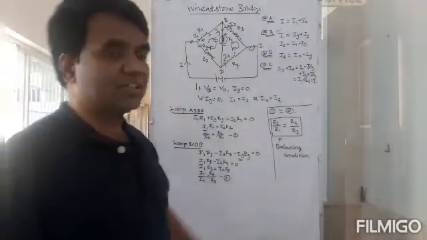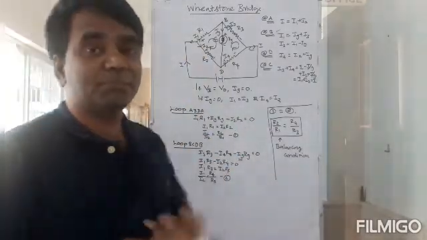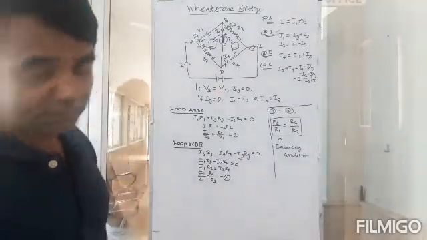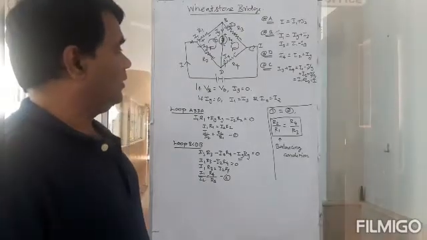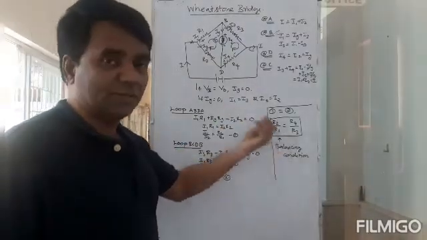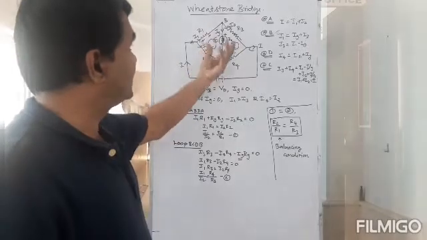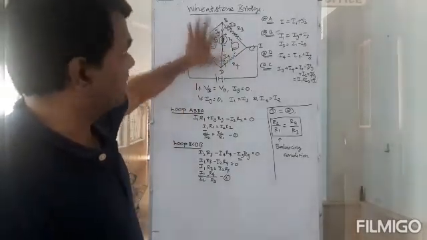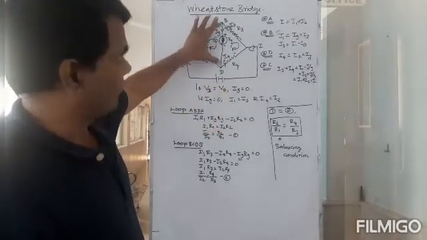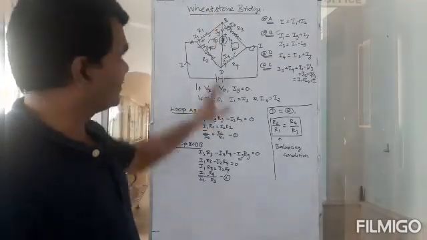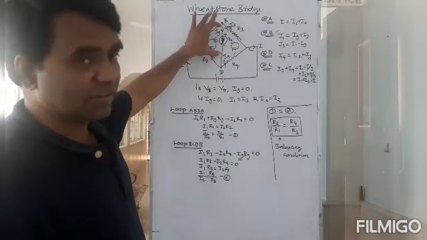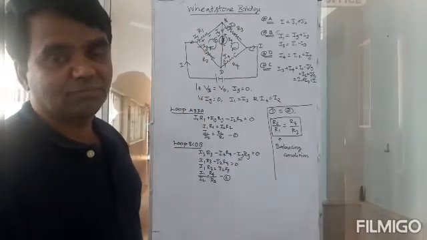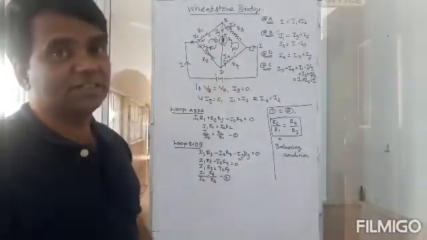When you have this condition, we say that the Wheatstone bridge is balanced. The bridge is now balanced. So what does it mean? When the balancing condition is met and the bridge is balanced, no current will flow through IG, even though you have a link there. It's like it's open. This won't even take part in the circuit when this condition is met. So it's called the balancing condition.